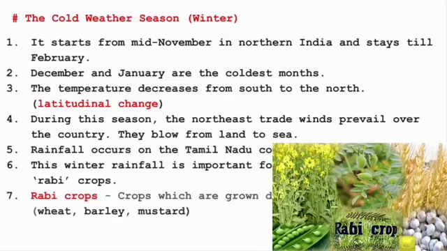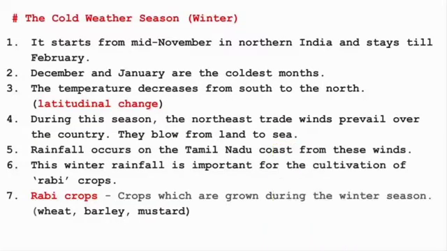Always remember, rabi crops are crops which are grown during the winter season, and kharif crops are the ones which are grown during the regular monsoon, that is before the winter season. Some of the rabi crops are wheat, barley, and mustard. So this is all about the cold weather season.